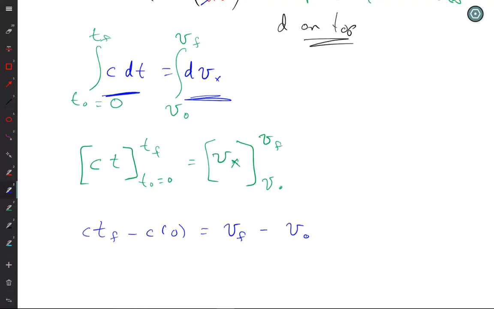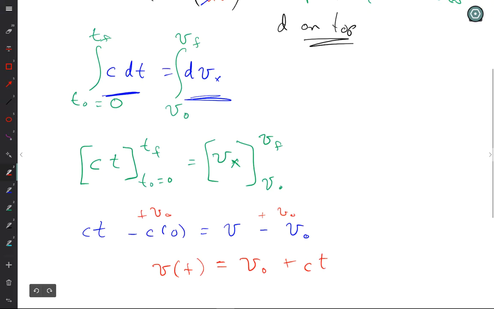It's a variable, right? And so, through the magic of erasers, I'll erase the finals there. Now it's a function that works for any time t. Finally, just solve for v. So I have the speed as a function of time is equal to initial speed, I just added v0 to both sides, plus ct. So now I found the speed as a function of time.